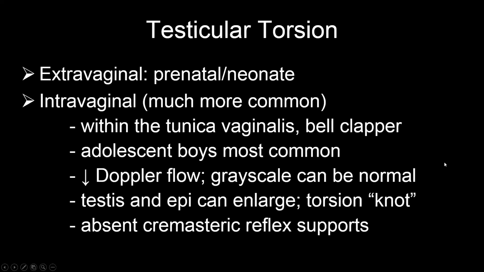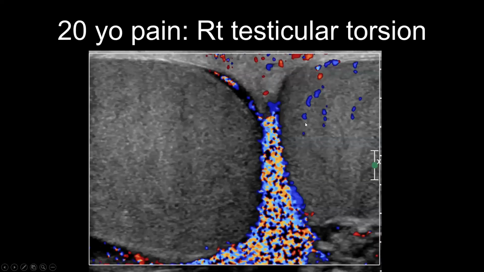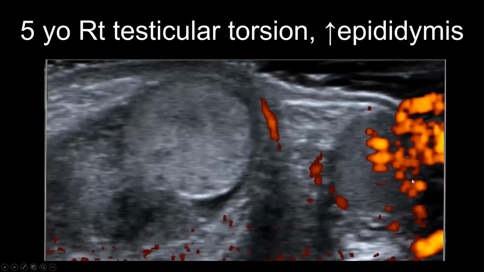And then there's the torsion knot, which we'll look at an example of in just a minute. One thing clinically is absent cremasteric reflex. It supports the diagnosis. Here's another patient. Again, right-sided pain. There's nice flow in the left testicle, no flow in the right testicle. Right testicular torsion. Another patient, 5-year-old. This is with power Doppler. There's nice flow in the left testicle, no flow in the right testicle.